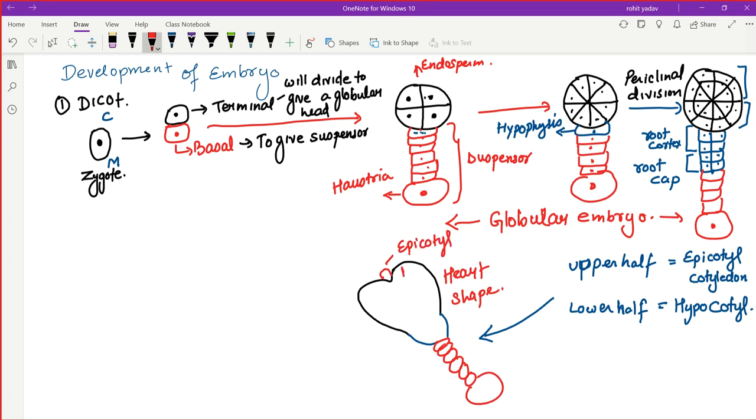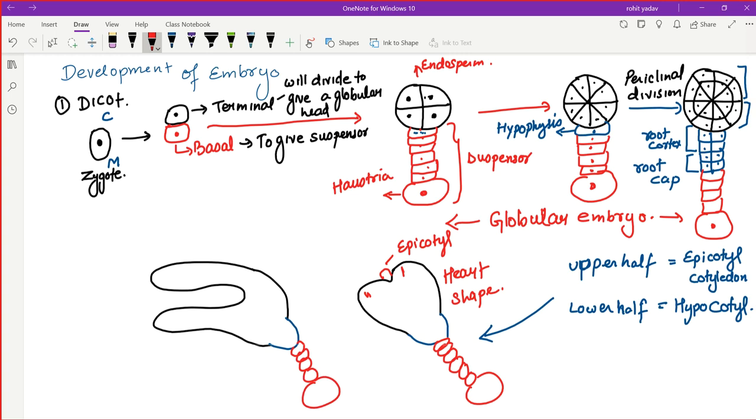Now what will happen? This portion and this portion will divide further. Okay, and this will lead to the formation of your cotyledon. So what we're gonna get here is this structure. This is the suspensor region which is present below with the haustorial cell. Now here will be the epicotyl which will be present. So this structure after the heart-shaped embryo is known as horseshoe embryo. So if we are talking about development of embryo in dicot, what do we basically see?